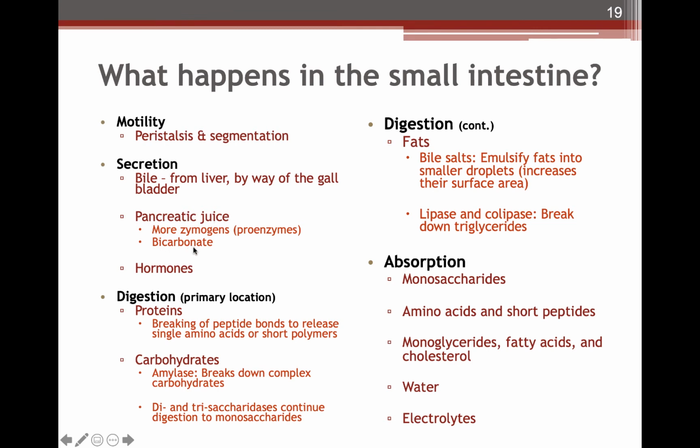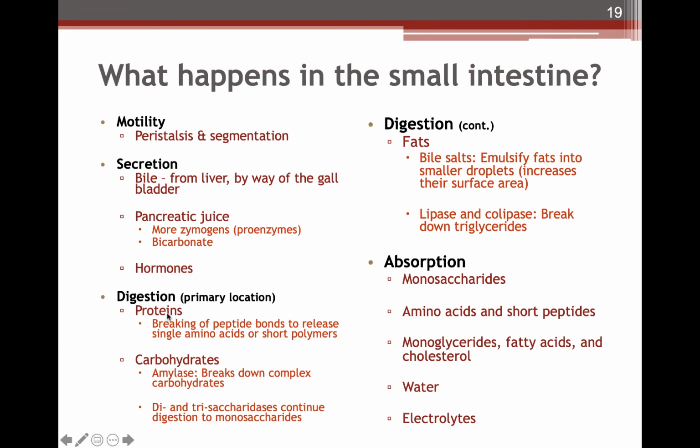This bicarbonate is going to be critical to neutralize the acidic chyme coming from the stomach, because the enzymes that work in the small intestine don't like a pH 1 or pH 2 superacidic environment. They can't operate; that's outside their optimum pH. Enzymes in the small intestine actually prefer a more basic or alkaline pH. And then we're not going to talk so much about the hormones, but there are hormones, like I already said, that control the squeezing of the gallbladder to release bile, that kind of thing.